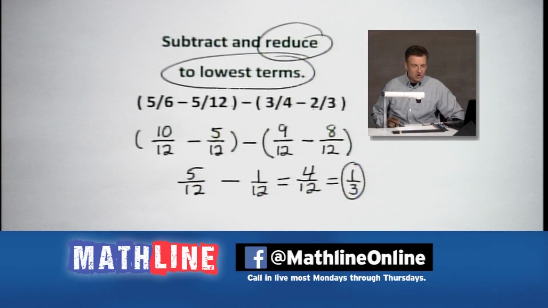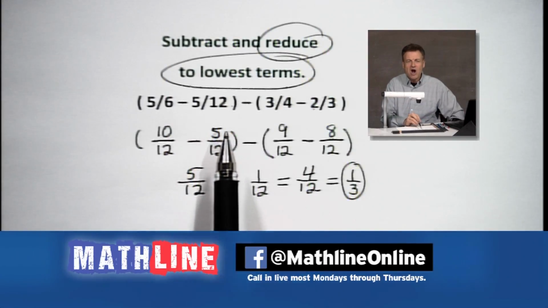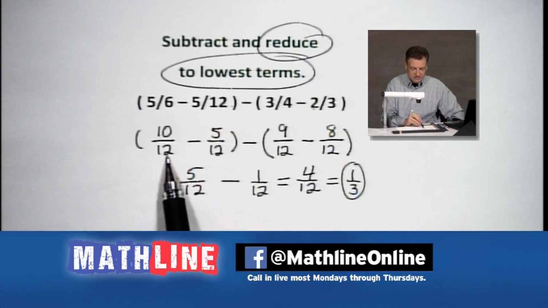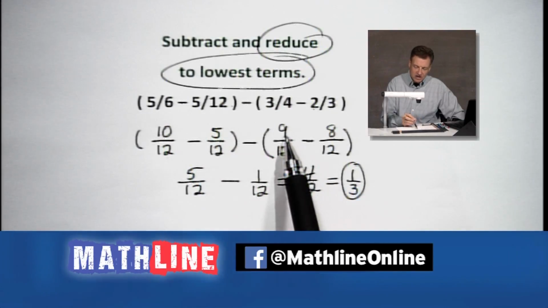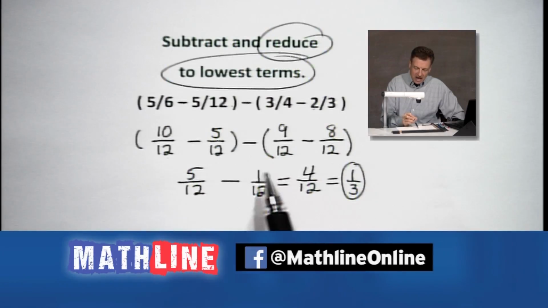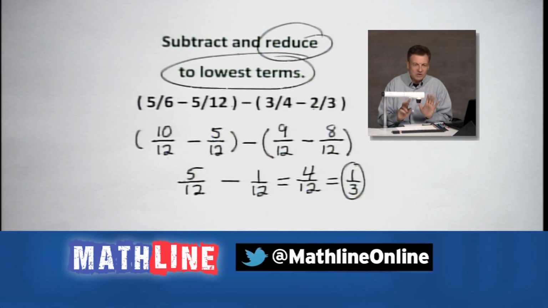And again, checking your arithmetic real quick, this one wasn't as hard as it looked, because you had the 12s popping up everywhere. You ended up with a 10, keep that one the same. Over here, you end up with a 9, you end up with an 8, and the subtraction works really nicely.